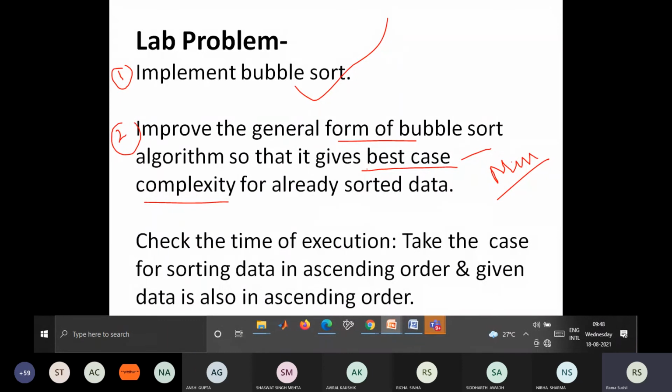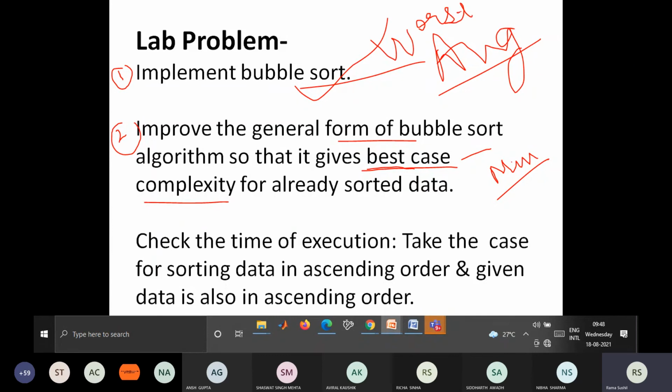So best case. You have converted the average case. In this case, the average case is like the worst case, because nothing can be more than that. Average and worst are the same in the case of the bubble sort. So check the time of execution. This is the next activity which I told for your lab.